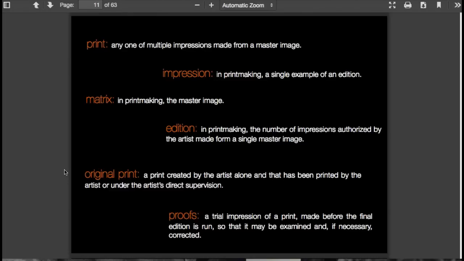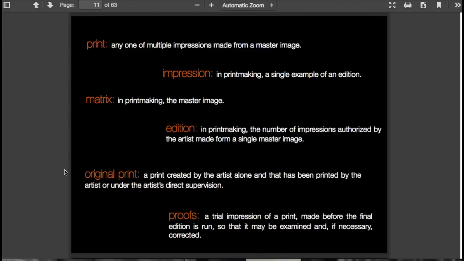However, if the plates are passed down, for example, so say we had Goya's matrices, I don't know what the plural of matrix is. If we had that, his master image, and somebody today made a new edition, they would not be considered original prints because Goya is long dead. They haven't been authorized by the artist. So they wouldn't be worth as much money, even though they were made from the original. They wouldn't be worth as much money because they weren't authorized under that direct supervision of the artist.